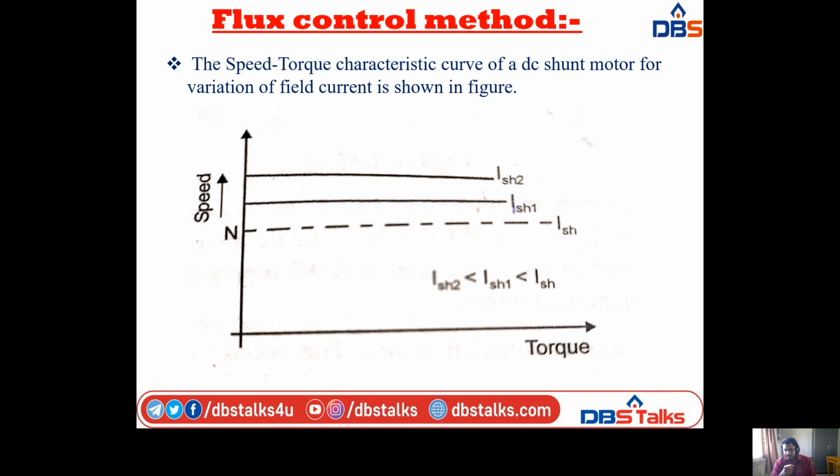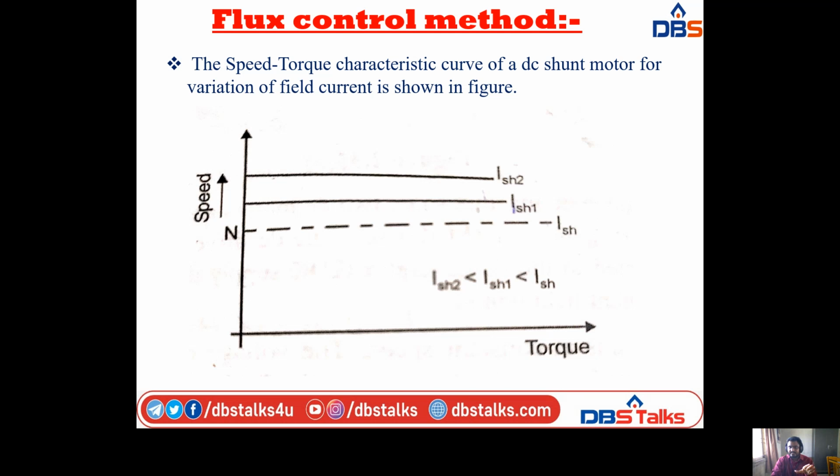If you observe this diagram, the dotted line is the base speed of the DC shunt motor. By varying the shunt field current, that is ISH1 and ISH2, the curve is drawn between speed and torque. Here the curve is drawn above the rated speed. In the armature control method, the curve is drawn below the rated speed. But in this case, the characteristic diagram is drawn above the rated speed.